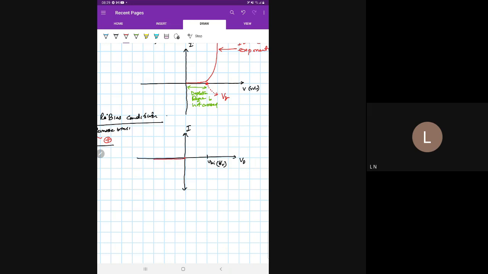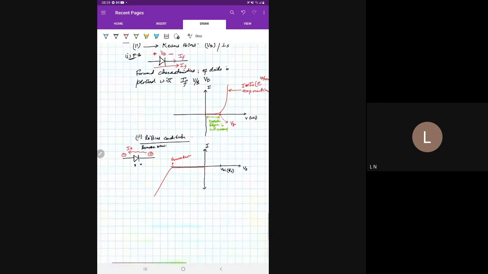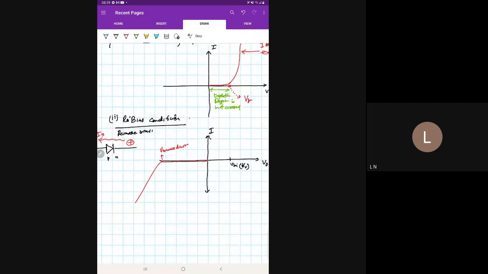But at a very large reverse bias, there will be a point which is known as V breakdown, when the junction will be damaged and current may increase, you know, linearly, or the junction will be permanently damaged. Then it may behave as a conducting one, or it may not. But one thing you have to understand is that current will be very small in the reverse bias condition.